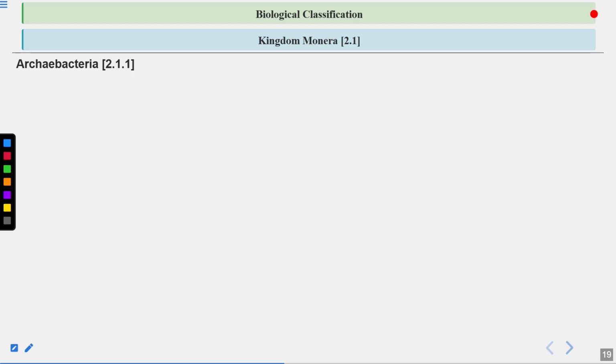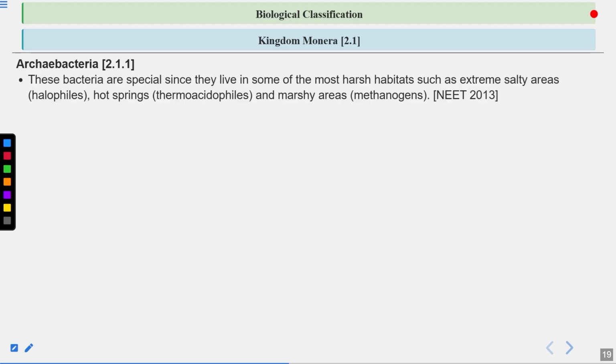Let's talk about archaebacteria. Archaebacteria are the primitive bacteria. Remember this. They live in extreme environments and are known as extremophiles. They can live in extreme environments like hot springs, salty areas, and marshy areas. You should remember these terms: halophiles, thermoacidophiles, and methanogens. Methanogens have the ability to produce methane. Again, a question has come from this line.